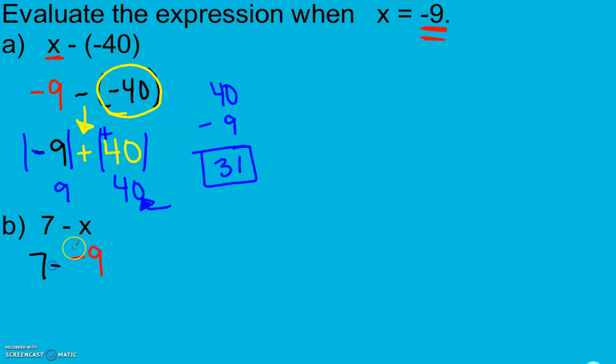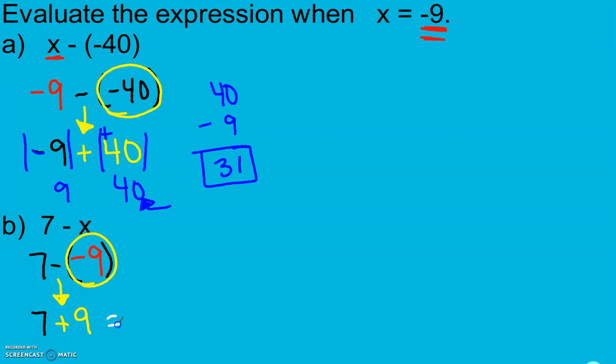So I have 7 minus that negative 9. I'm going to change from subtraction to adding and take the opposite of what follows. Instead of a negative 9, now I'm going to have a positive 9. And I still have that 7.